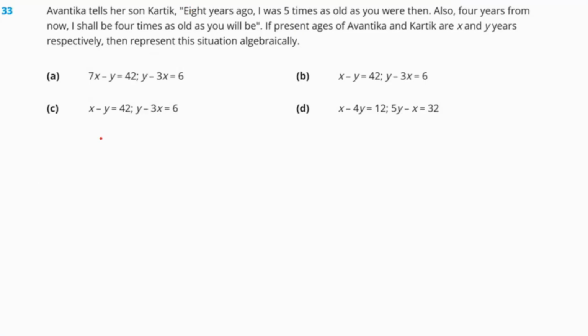Okay, and it is given to us the present age of Avantika is X years. Okay, and the present age of Karthik is Y years. Okay, so on the basis of this, we can say that 8 years ago, Avantika's age was, we need to figure out.